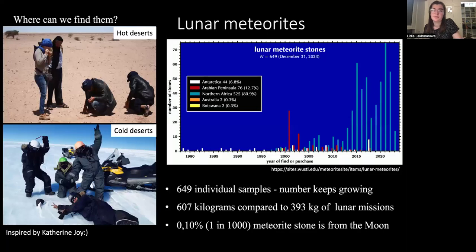And where can we find them? Perfect places to hunt for meteorites include hot and cold deserts where rocks of terrestrial origin are rare. To this day, we know 649 lunar meteorites, and their number just keeps growing. Their mass has also nearly doubled the mass of lunar missions. Nevertheless, lunar meteorites are very rare rocks. Only 1 out of 1,000 is truly from the moon.